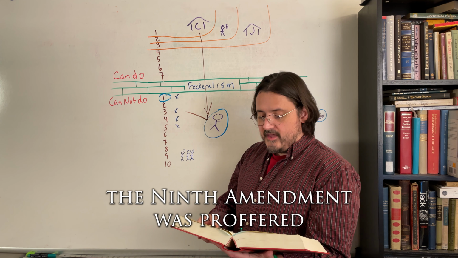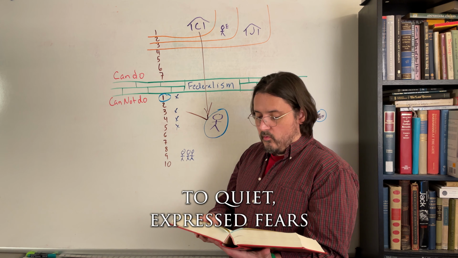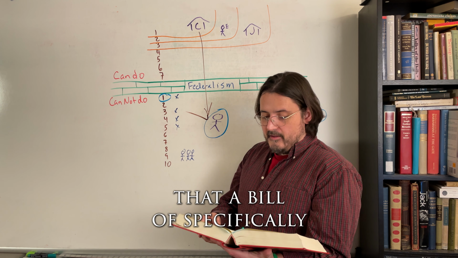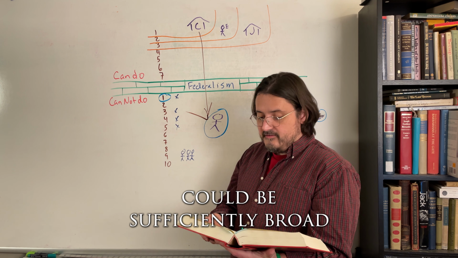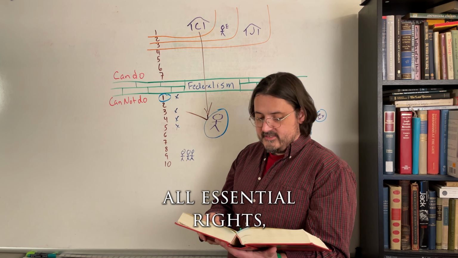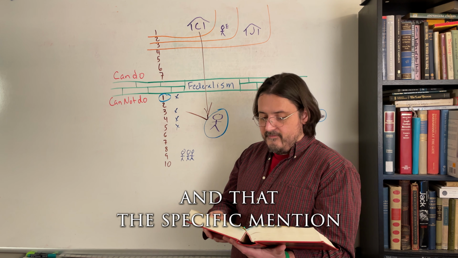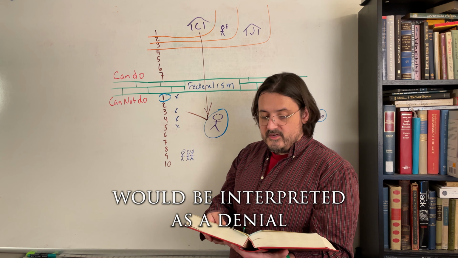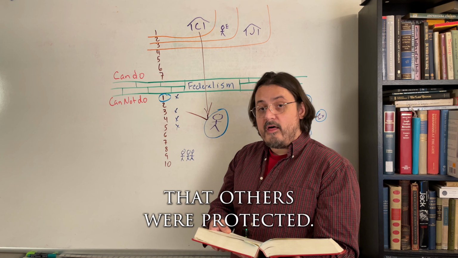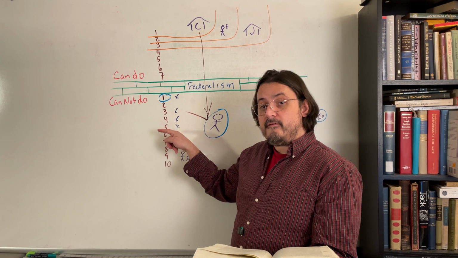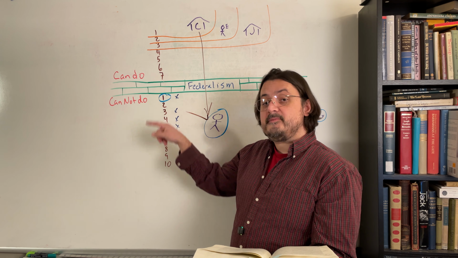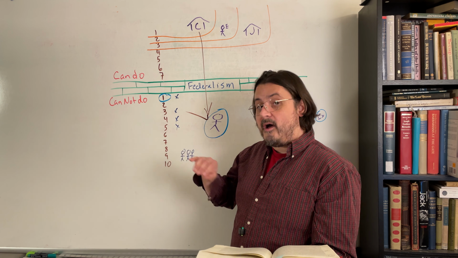They said that the 9th Amendment was proffered to quiet expressed fears that a bill of specifically enumerated rights could be sufficiently broad to cover all essential rights, and that the specific mention of certain rights would be interpreted as a denial that others were protected. In other words, this wasn't going to be enough, and they didn't want people thinking that just because these were listed, that was the end of the list.